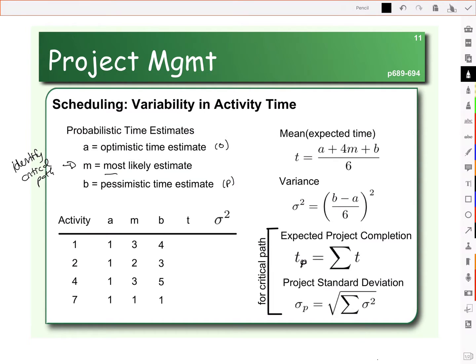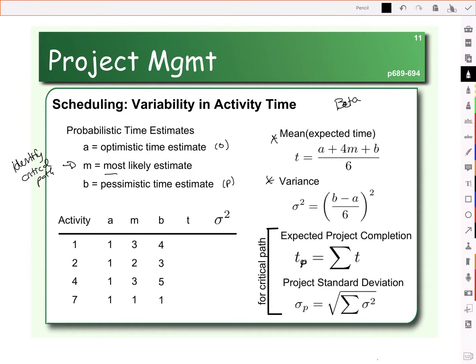Okay. So first, identify your critical path based on the most likely time estimate. So that's here, activities 1, 2, 4, 7 that we identified before. But now we have some optimistic and pessimistic times, the A and the B column that you see here. Well, to help us figure out the probability of completing our project by a certain time, we need to use the beta distribution. The beta distribution comes from stats, and we don't need to know a whole lot in this class about the beta distribution. What we really need is just these formulas here.